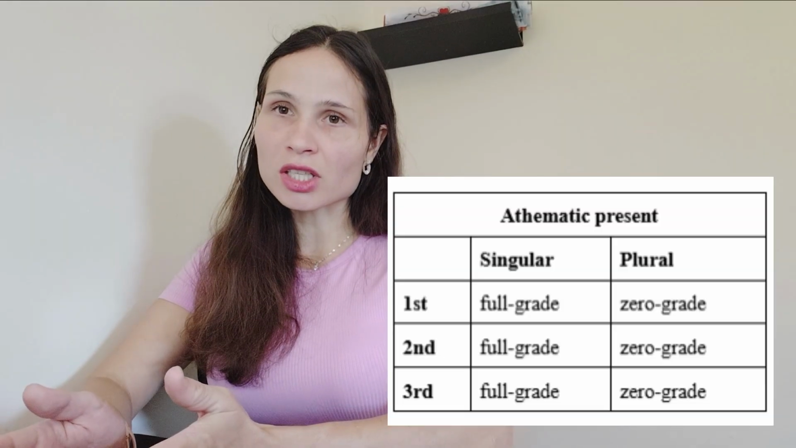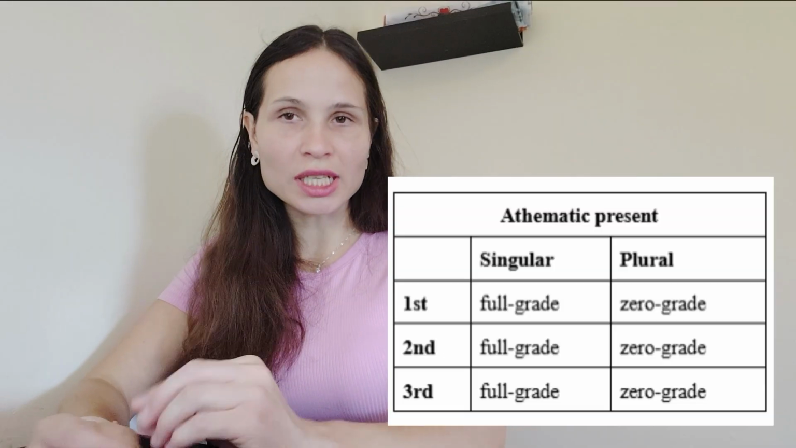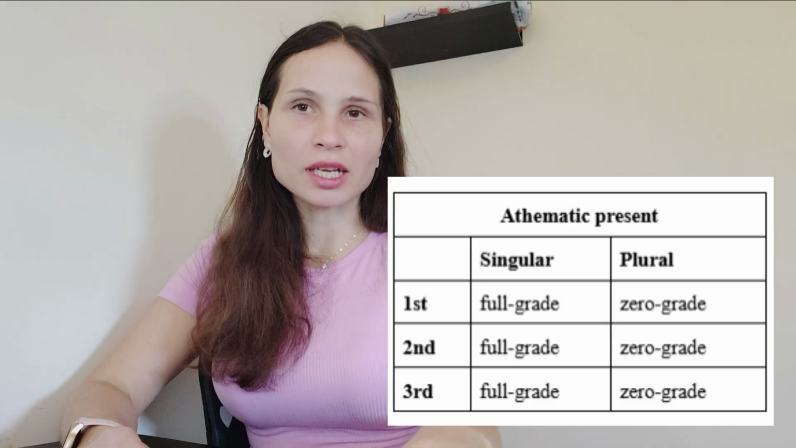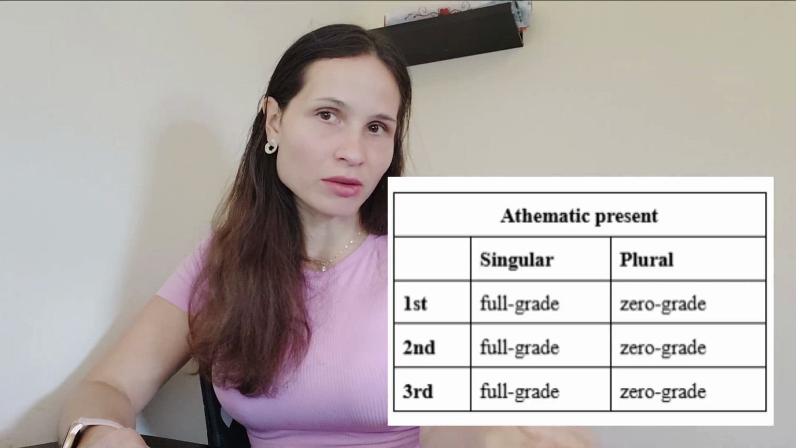The alternative to the thematic present is the athematic present, where no vowel is inserted between the root and the endings. Instead, the root itself ablauts. And in the athematic present, the singular conjugations are in the full grade with a short E, and the plural conjugations are in the zero grade with no vowel.